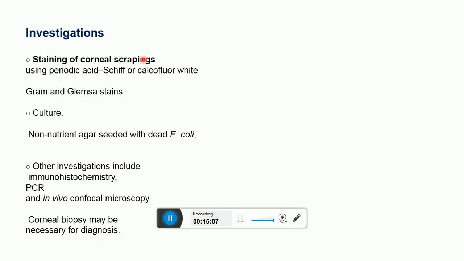Investigation: staining of the corneal scraping, usually periodic acid-Schiff or calcofluor white, which is a fluorescent dye with affinity for amoebic cysts and fungi. Gram and Giemsa stain may also demonstrate cysts. Culture: non-nutrient agar seeded with dead E. coli, which the trophozoite consumes. Other investigations include immunohistochemistry, PCR, in vivo confocal microscopy, and corneal biopsy for diagnosis.